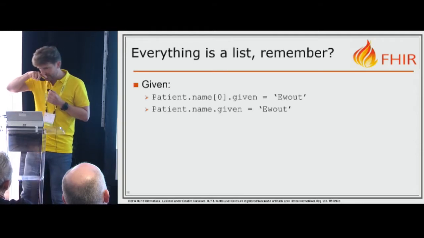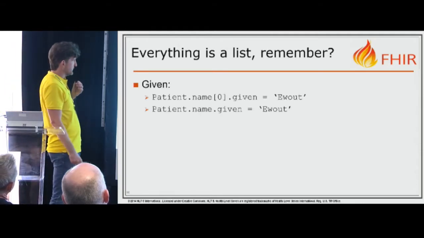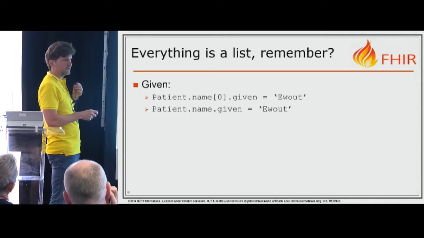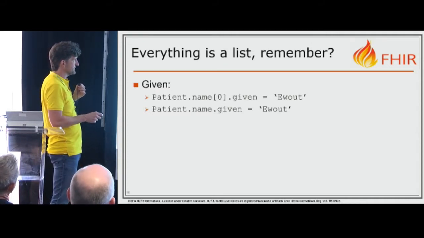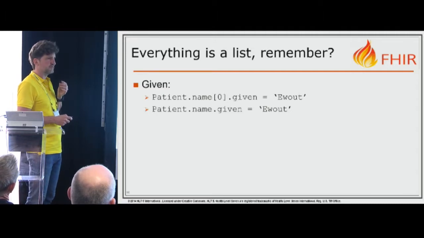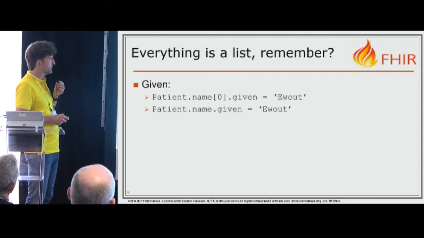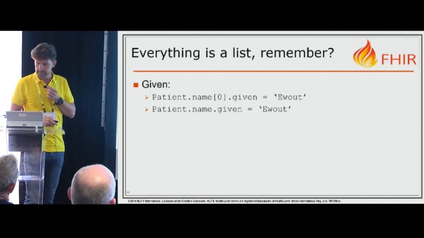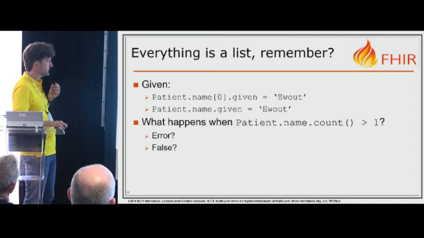Everything is a list. So let's see what that means for using comparison operations. So, patient.name 0.given is Ewout. And patient.name.given is Ewout. If you know there is only one name, that last statement is clean, but there is a chance if there are multiple names, what happens? So the first one would always keep working because you're only looking at the first one in the list. But what happens if there are actually multiple names or there are multiple givens? That's the question. So what happens when patient.name.count is larger than 1? Is that an error? Is it false?